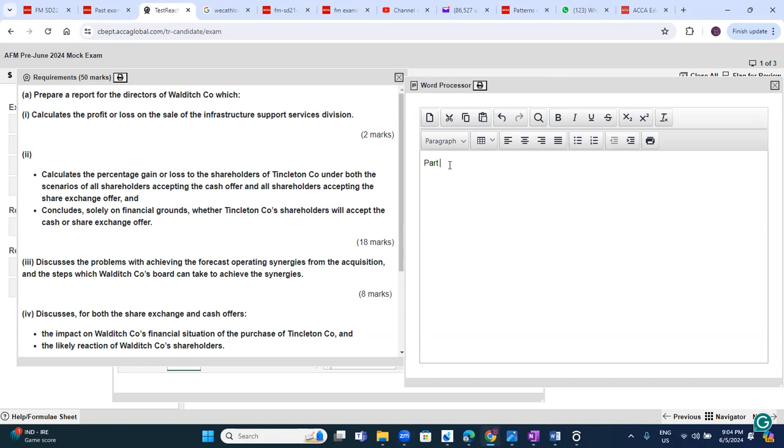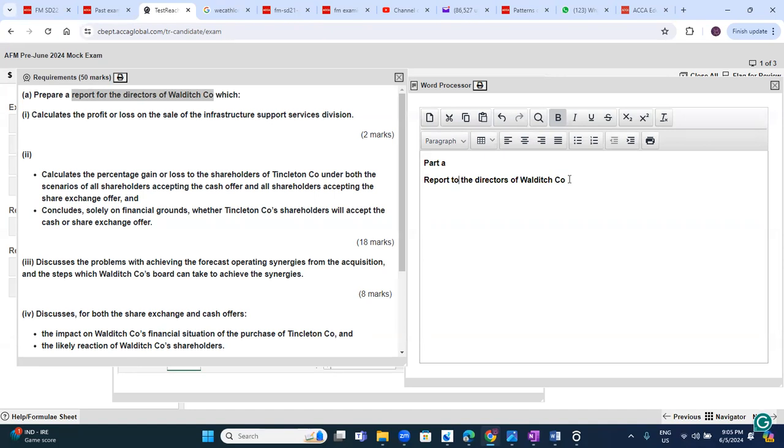Part A, that is the report. First of all, make the structure of the report. You are not appearing in a manual paper. This is a computer-based exam. So first of all, make the structure of the report. So we are making a report to the board of directors. Report to the board of directors of W company.